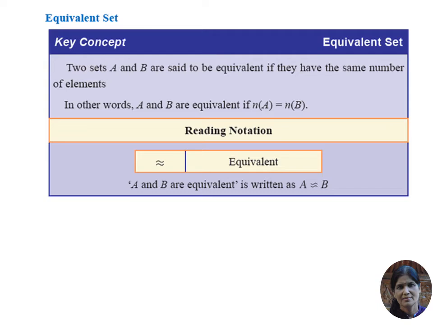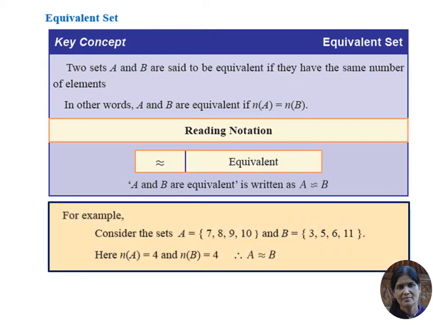You can note the notation for representing equivalent sets. For example, A has the elements 7, 8, 9, 10. B has the elements 3, 5, 6, 11. The number of elements in set A is 4 and n of B is also 4. So A is equivalent to B.